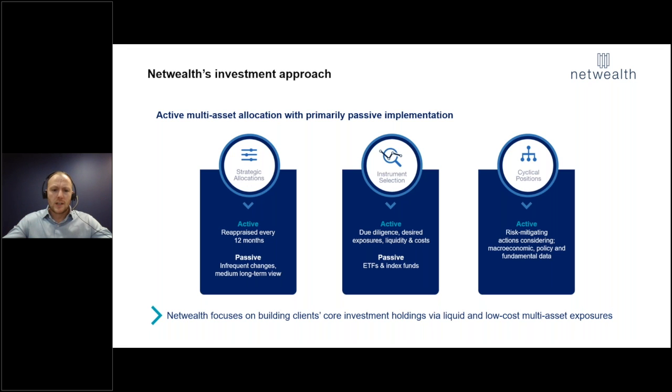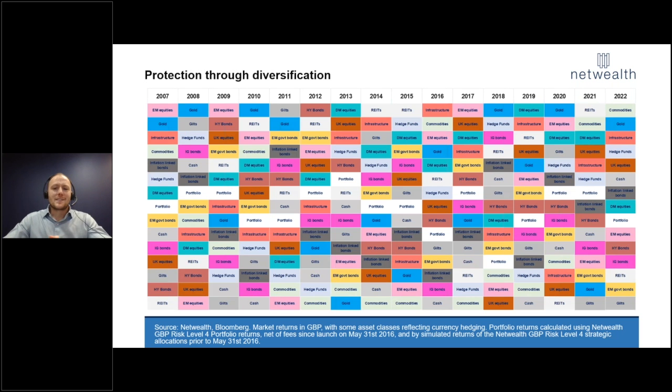Moving on to diversification specifically, why is that so important? So this is a slide we often use to give clients some context here, and it shows a range of different asset classes in lots of different calendar years, going from 2007 to 2022. So each of the columns is ranked from the top performer to the worst performer. So for example, in 2007, EM equities, emerging market equities, were the best performer, and REITs, or real estate investment trusts, were the worst performer.